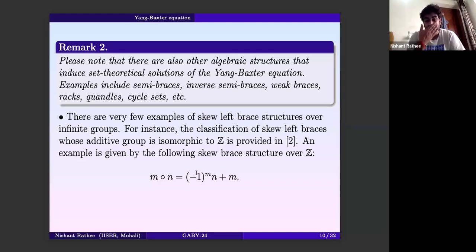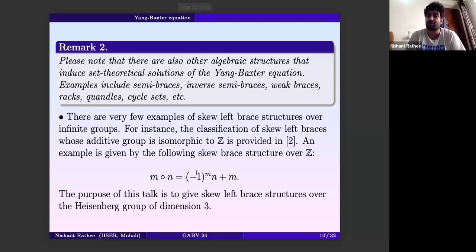So there are very few examples known over infinite groups, because using computer calculations and the connection with holomorph, people have calculated some examples over finite groups, like let's say the classification over p squared, p cubed, even p to the power 4 is given. But there is no skew brace structure known over R, C, like real numbers, GL n C. So that will be the purpose of this talk. We'll try to give you a skew left brace structure over the Heisenberg group of dimension 3.